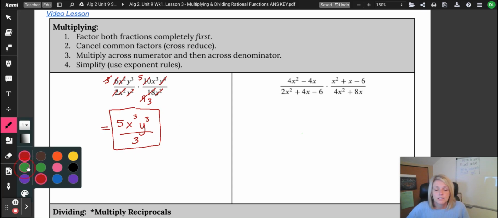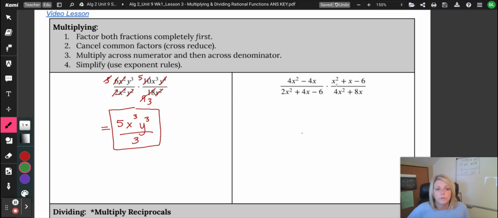Okay. Notice in the second example, we can factor these terms before we can cancel. So let's go ahead and do that on the next line. So we can factor out a 4x. I'm doing this numerator. And we get x minus 1 over, and then we'll do this denominator. We can factor out a 2. And that'll give us x squared plus 2x minus 3 times. And then we can factor this numerator, which is going to be x plus 3 and x minus 2.